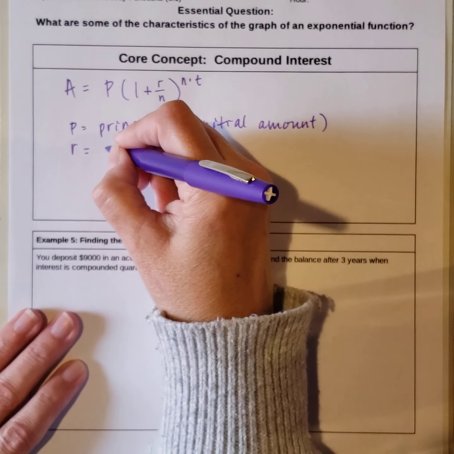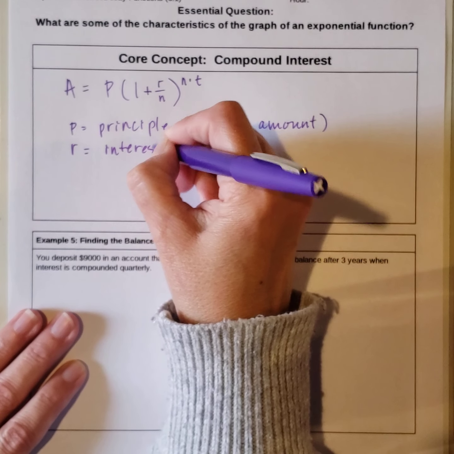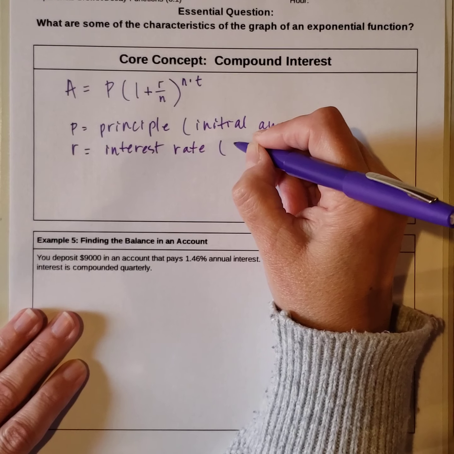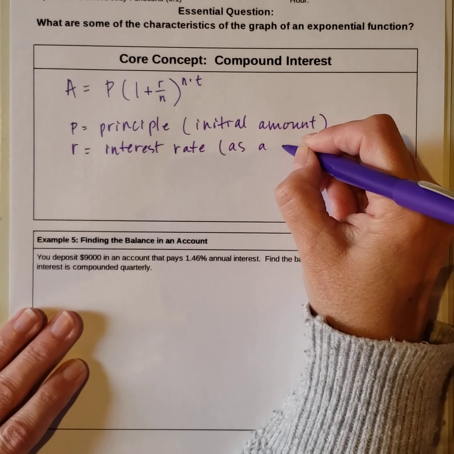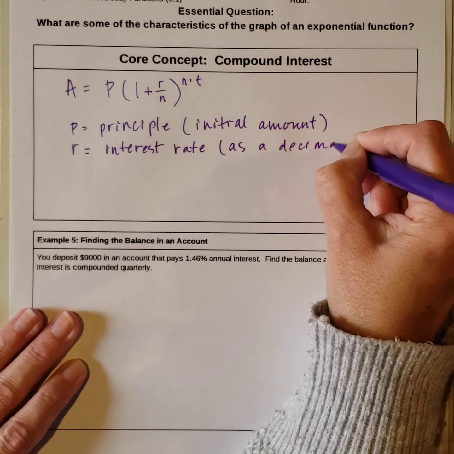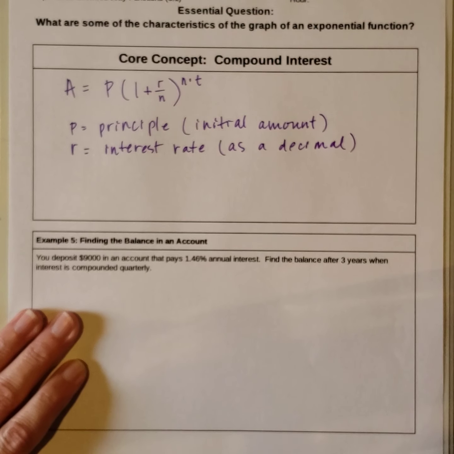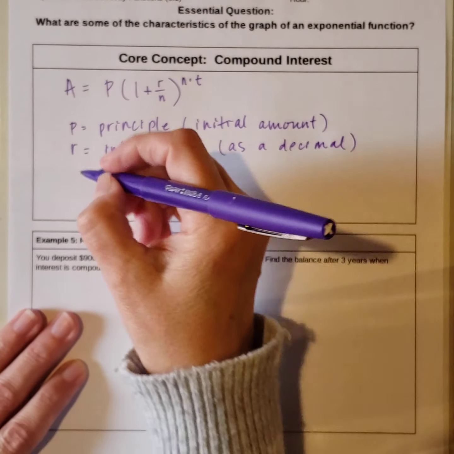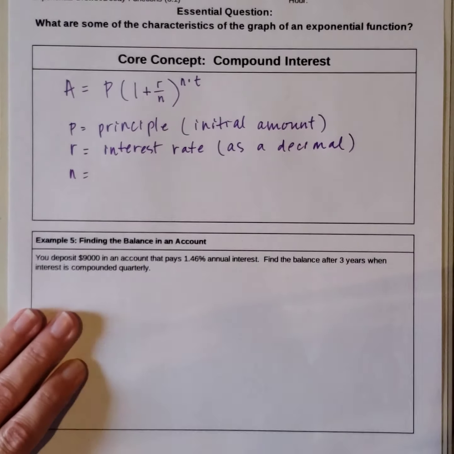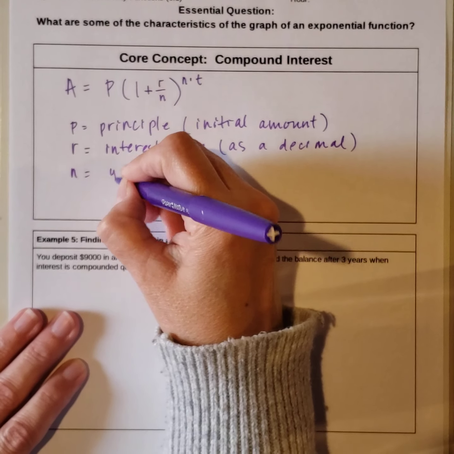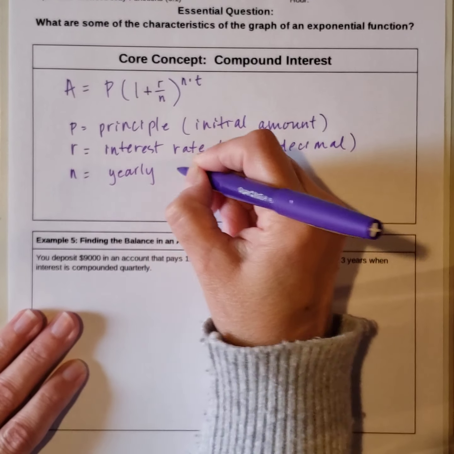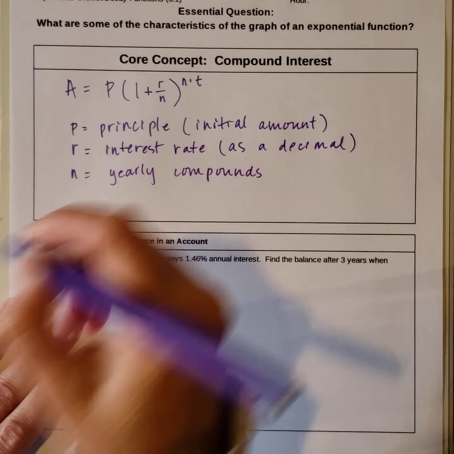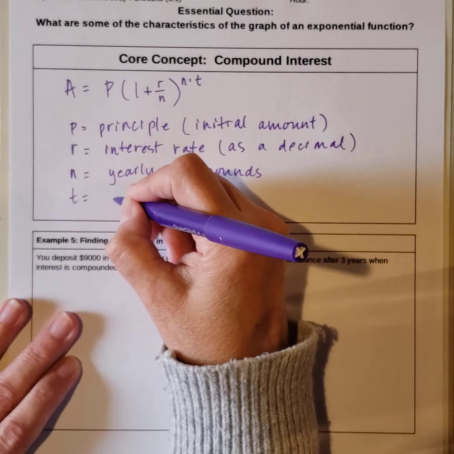R is your interest rate. And don't forget, we have to express it as a decimal when we put it into our formula. N is the number of times we have yearly compounds. And T is our time.